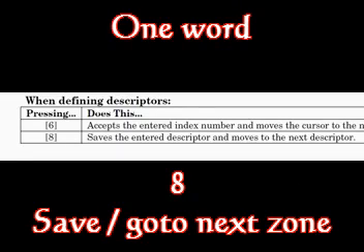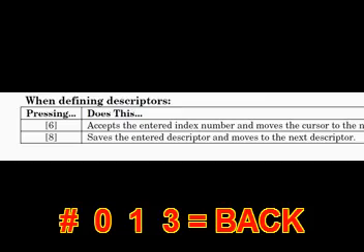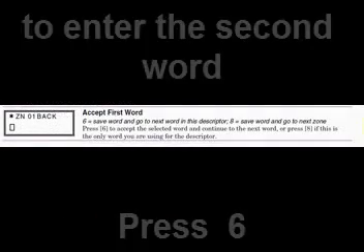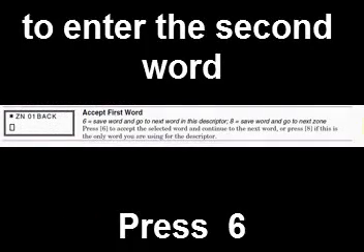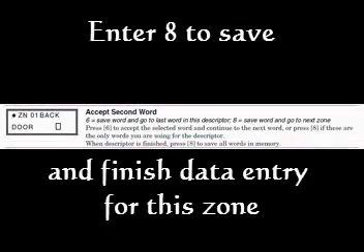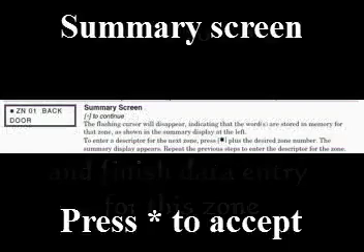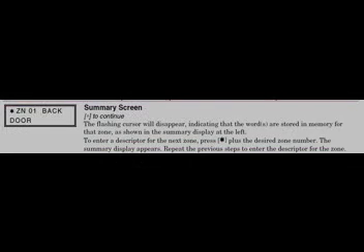Save it. To let the alarm panel know whether you're using one of these commands or a word off of one of their tables, all words are preceded by a pound sign. Anyway, after your first word, press the 6 key to go to the next word. Enter the second word, pound 057 equals door. You're finished entering words, so press the 8 key. A summary of your programming shows up. Press the asterisk to accept.